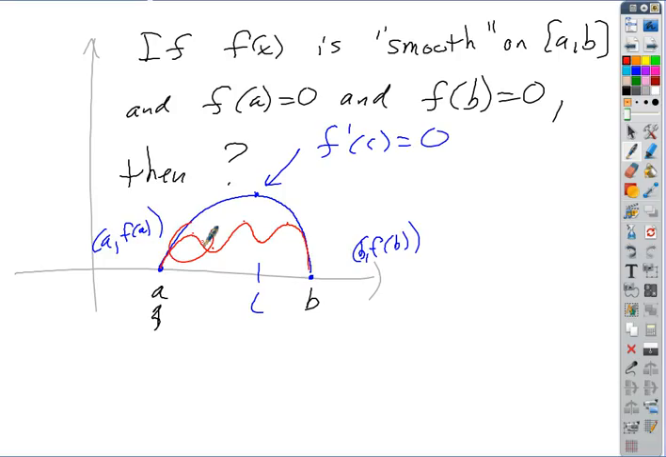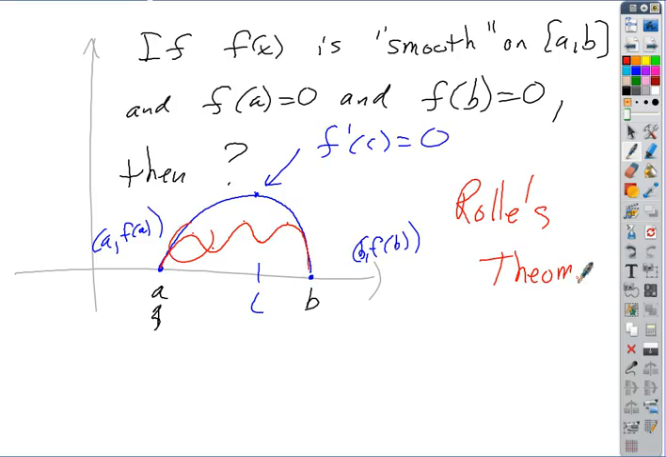Okay. So that's called Rolle's theorem. Rolle's theorem just says if a function is smooth on an interval and the endpoints both have values of 0, then someplace in between there's guaranteed to be a turning point. It's spelled R-O-L-L-E.